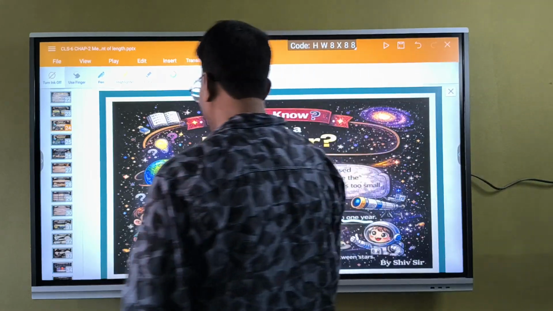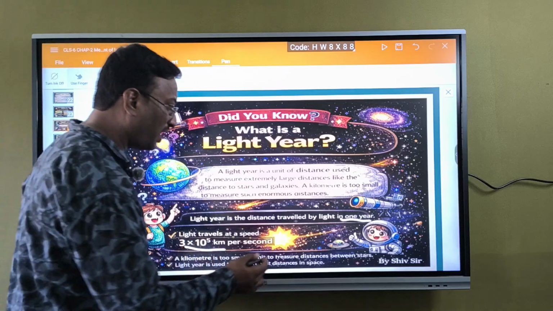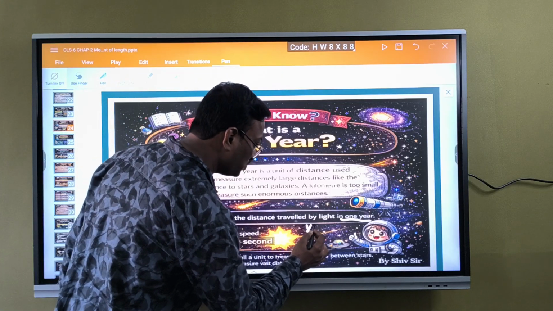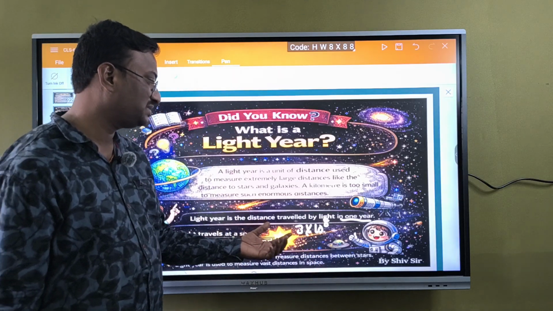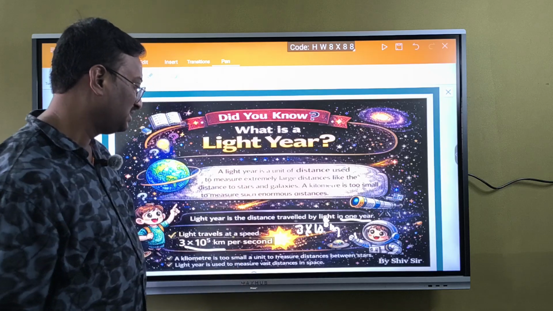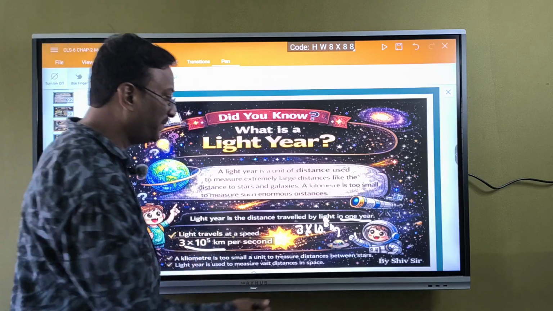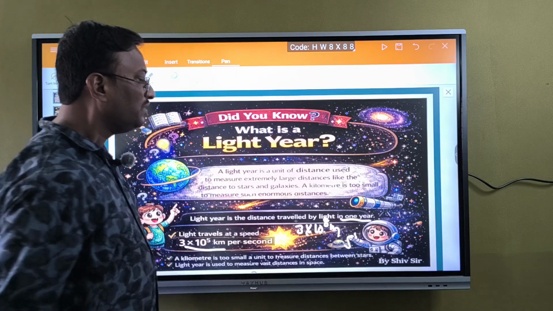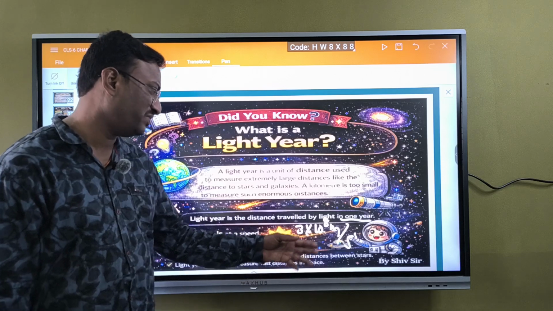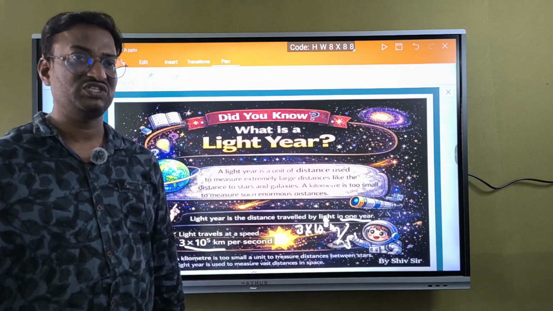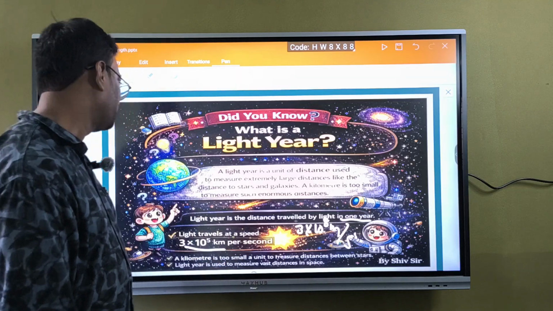Or if you want to change this to meters, in a few questions we are asked in terms of meters instead of kilometers. At that time it is 3 into 10 to the power of 8 meters per second, which is the speed of the light. In terms of kilometers it is 10 power 5. A kilometer is too small a unit to measure the distances between stars. In order to measure the distance from one star to another, the kilometer is very small. Light year is used to measure distance in space.